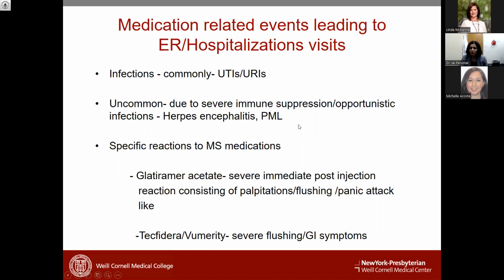Uncommon, again, immune suppressive treatments are associated with opportunistic infections like PML, herpes encephalitis, but these are rare. Patients who are on immune suppressive treatment are going to get common infections more commonly. These are rare, but with specific treatments, it's good to keep these in mind.